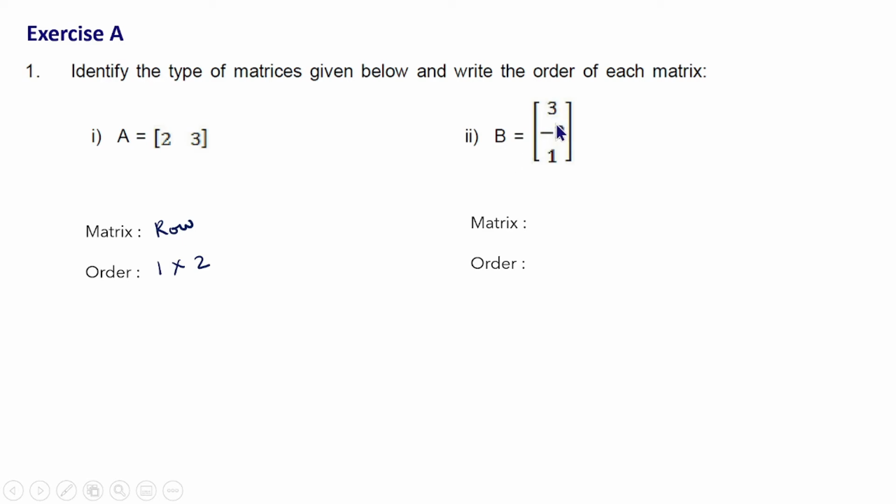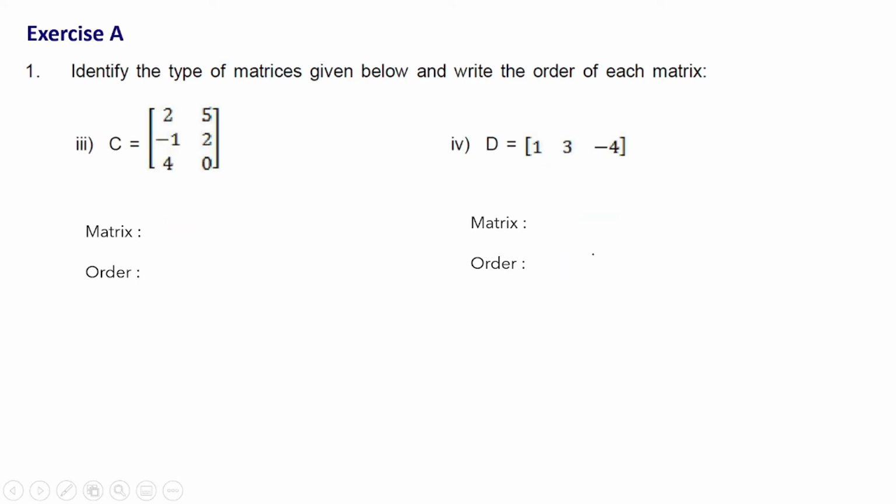Next question, B is equal to 3 minus 2 1. Here we can see that this matrix has got only one column. So it is a column matrix and it has got 3 rows and 1 column. So the order is 3 by 1. Next, moving on, C is equal to 2 5 minus 1 2 4 0. Here we can see that C has got 3 rows and 2 columns. So it is a matrix of order 3 by 2. So it is a rectangular matrix and the order is 3 by 2.